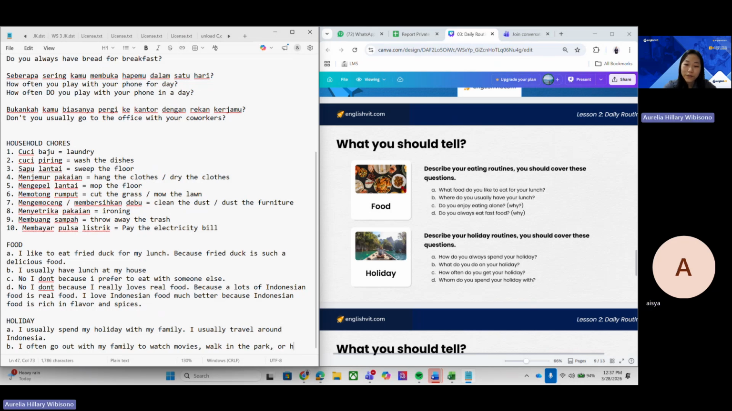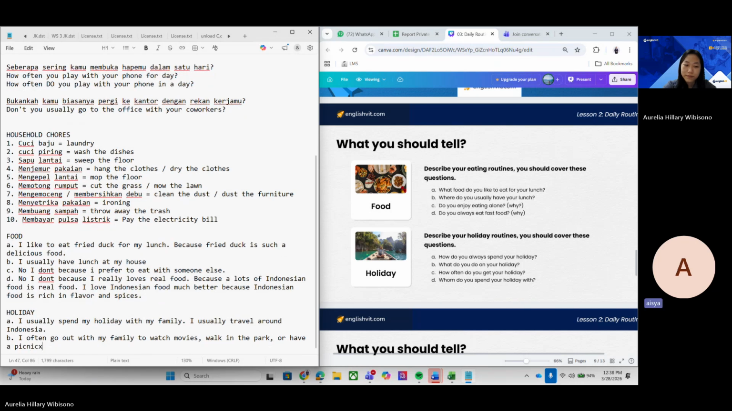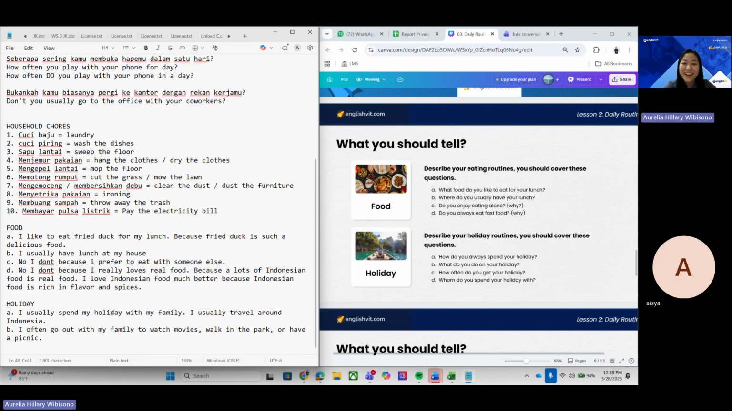How many siblings do you have? I only have three sisters. Oh, yeah, you're the second, right? Yeah, I'm the second one. And then, how often do you get your holiday as a junior high school student?